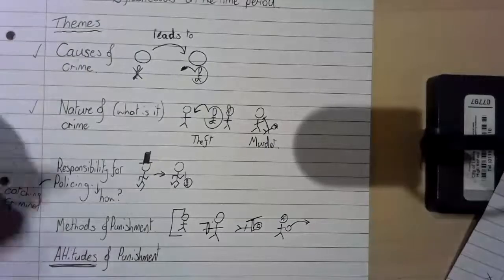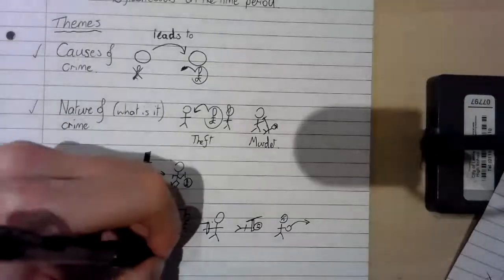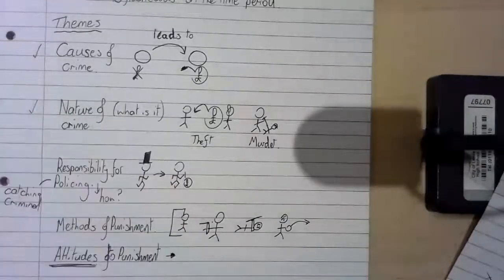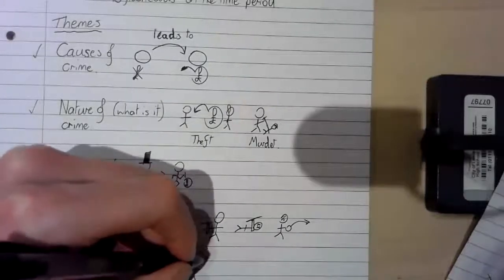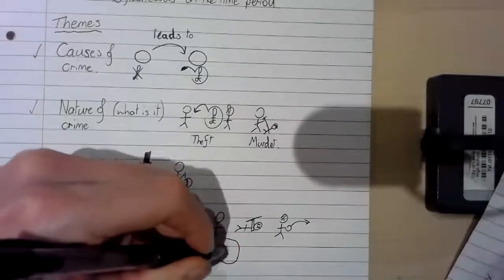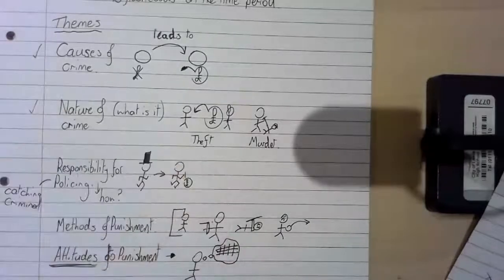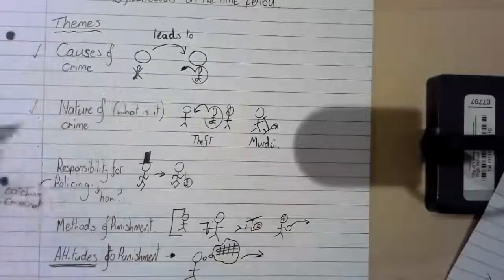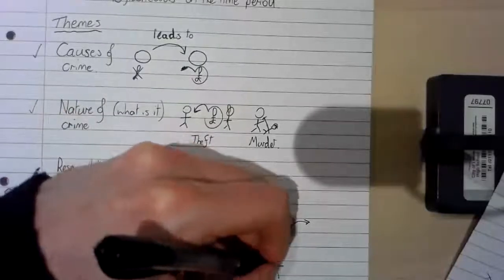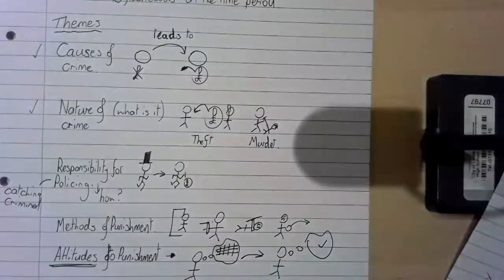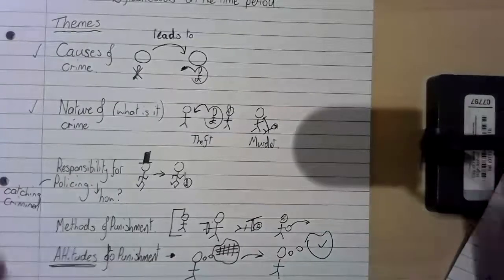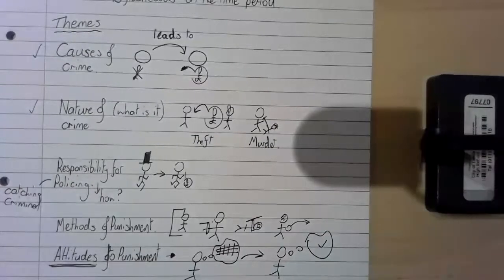So attitudes of punishment, or to punishment, I should say, is why are we doing it? So are we trying to stop people committing the crime? So are we going to try and turn them from thinking into criminals into not thinking about it? So are we trying to stop the crime? Are we trying to just punish people? What is it that we're actually trying to do? Okay, we're going to look at that, this one, in just a second.